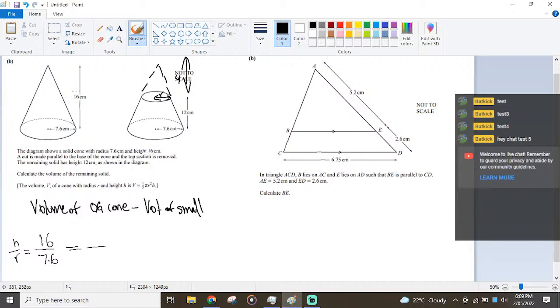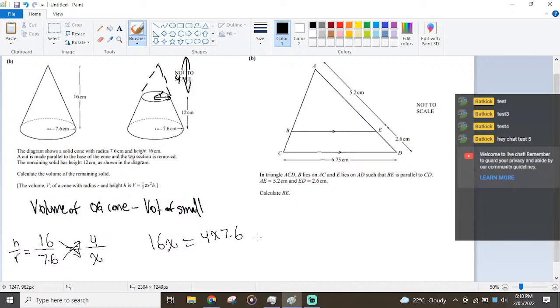16 is the height of the big one, and the height of the small one is 4. Therefore, x, our unknown that we're finding, the radius, is put down here. Now we can solve 16 over 7.6 by cross multiplying. So 16x equals 4 times 7.6. I don't have my calculator on me. One second.